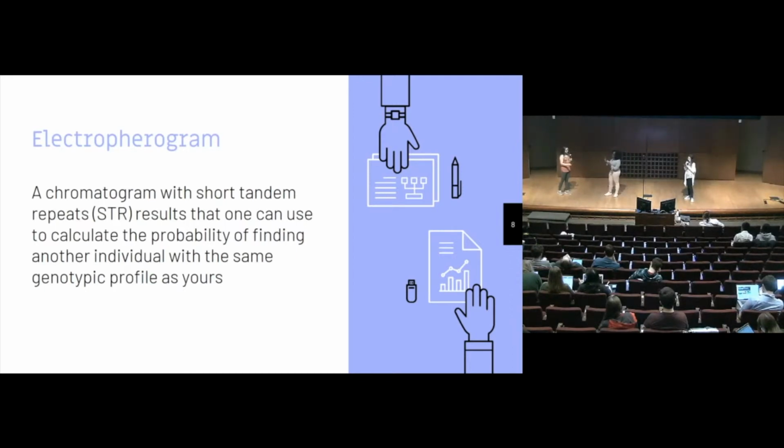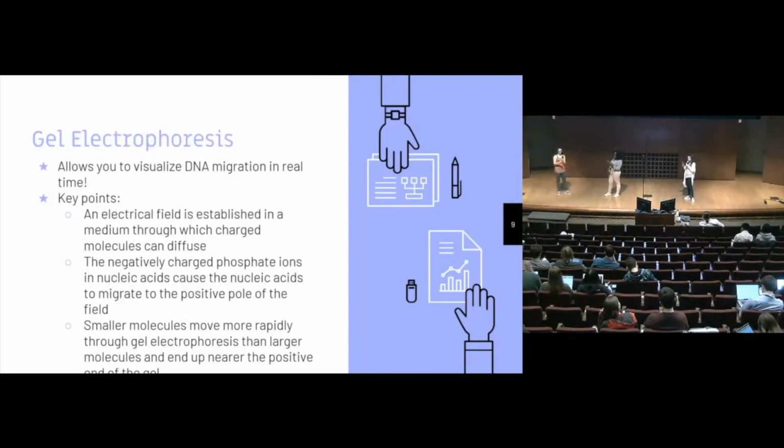This is that thing where DNA moves from the positive end to the negative end because of its phosphate group. It makes it negative. Yeah, and then you can measure how far the DNA segments traveled, with the smaller segments going farther than the larger ones. Now you're getting it. So gel electrophoresis basically allows you to visualize the DNA migration in real time. You basically already hit all the key points.